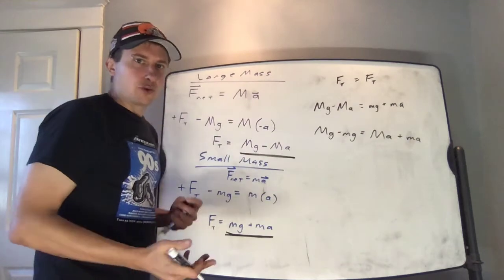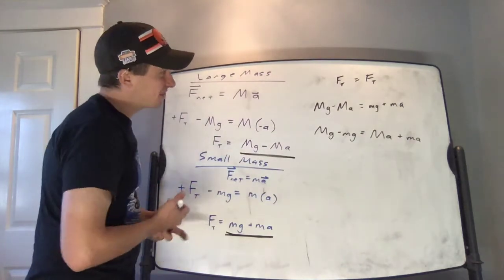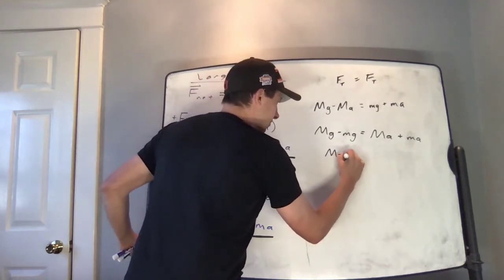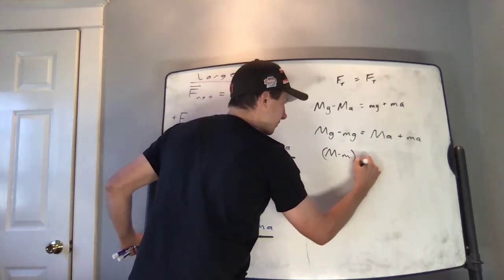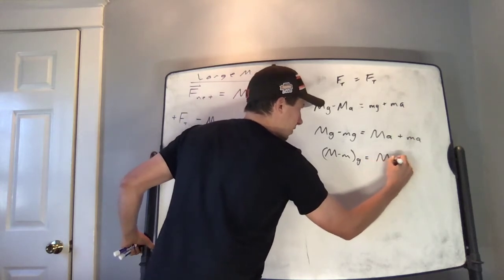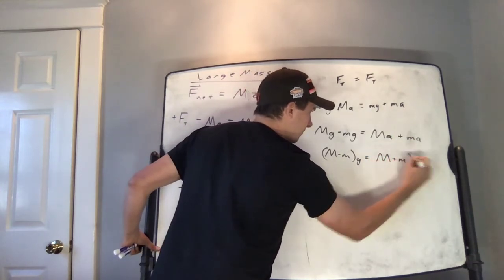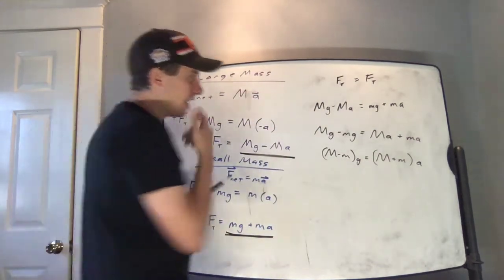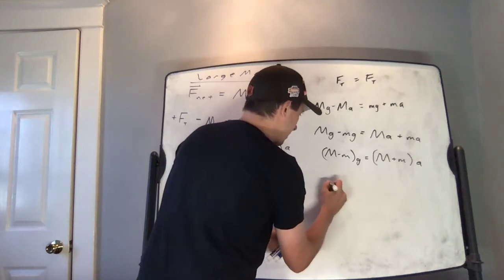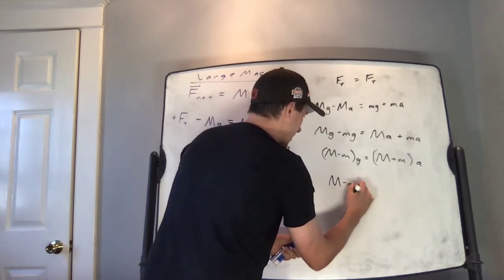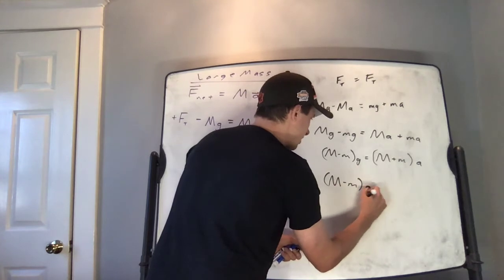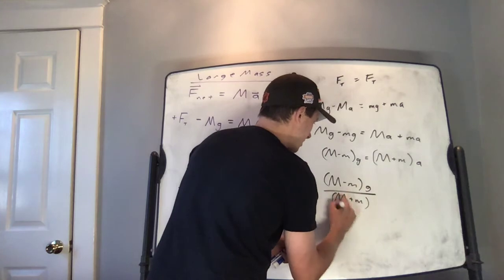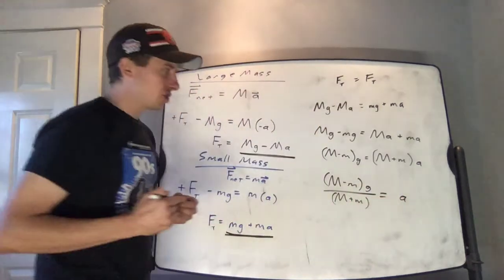Now what I'm going to do is factor out the g on the left side, factor out the a on the right side. So I get big M minus little m times g equals big M plus little m times a. And I'm going to isolate a all by itself. So I could write this as big M minus little m times g divided by big M plus little m, set that equal to the acceleration.